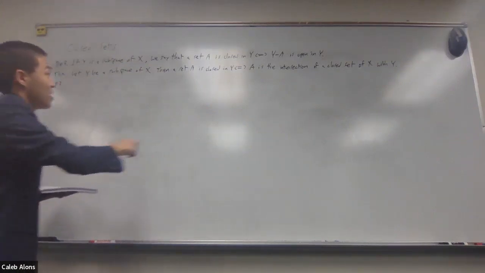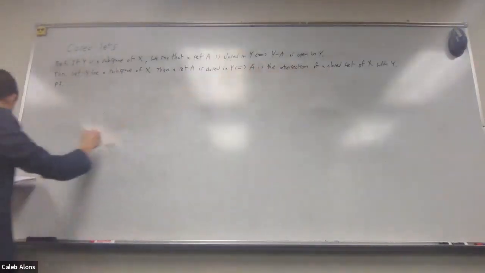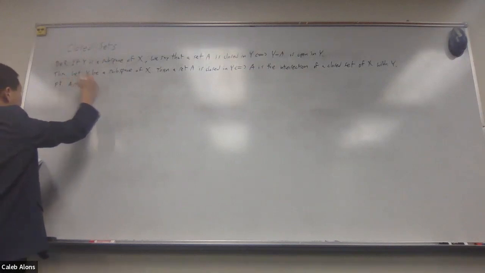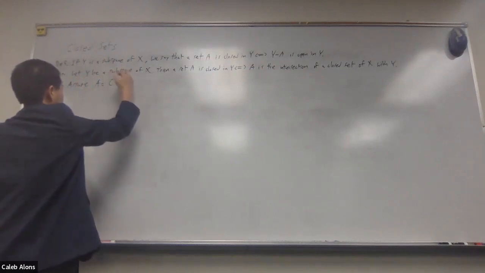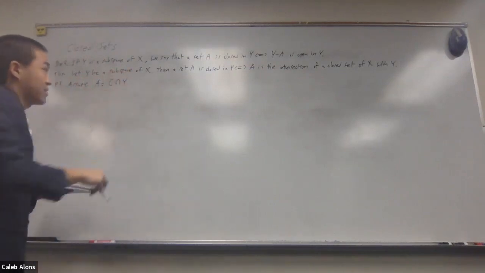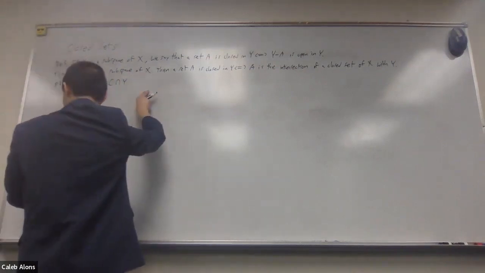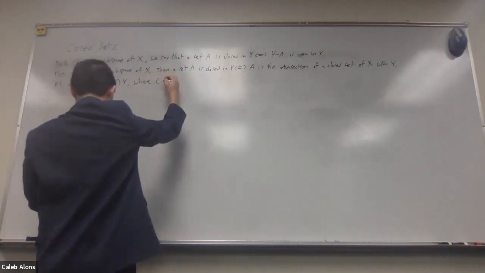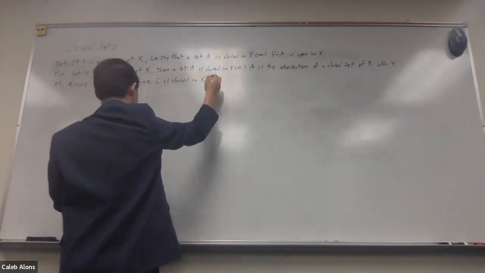So we're going to do this version. We're going to take the intersection and show that A is closed in Y. So we'll assume that we have A being the intersection of some C with Y, where C is open in X, or sorry, closed in X.